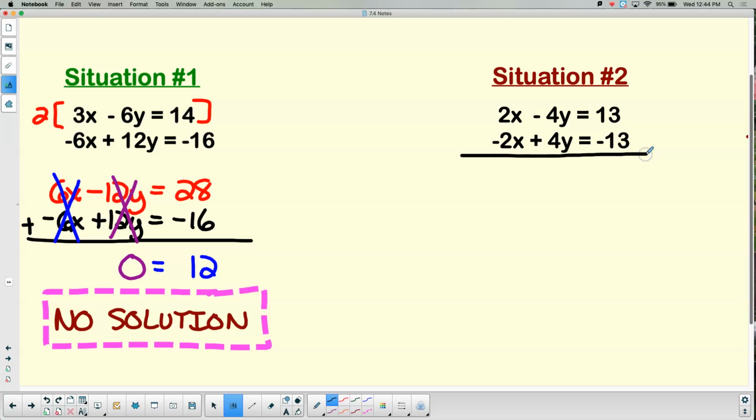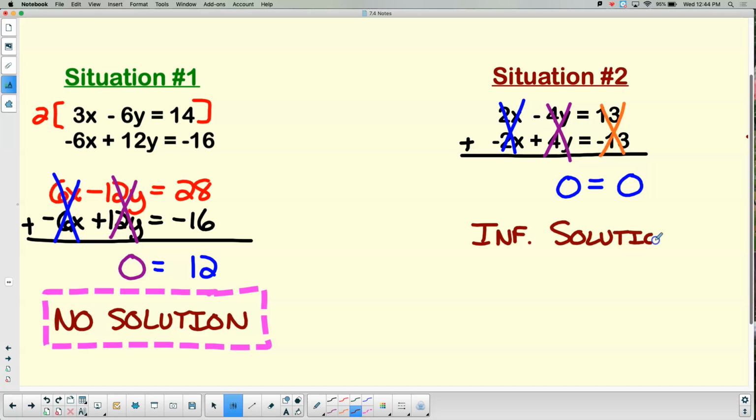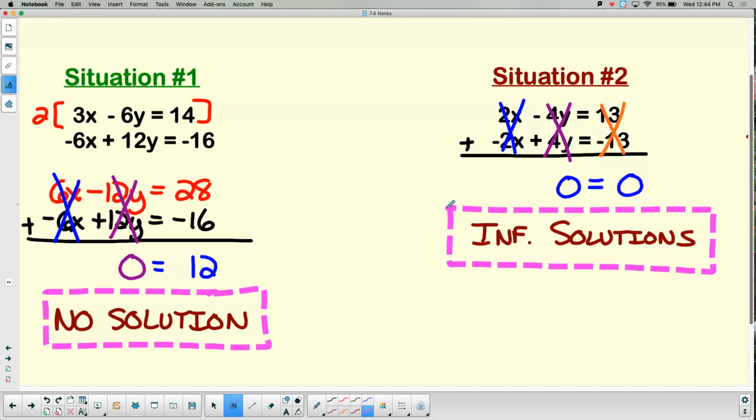In this case, it's already set up for us. Sometimes we get lucky like that. The X's go away. The Y's go away. And the numbers all went away. So in the end, I get 0 equals 0. If you have 0 equals 0, that's our infinite solutions case. Variables drop out, gives me a true sentence. That's infinite solutions. So we still have special cases even in elimination, as we did in substitution.